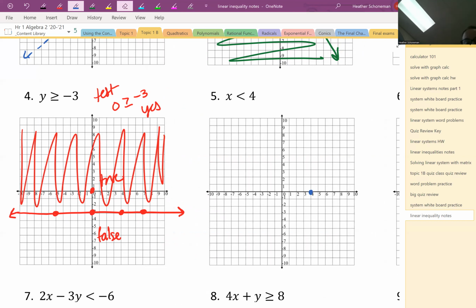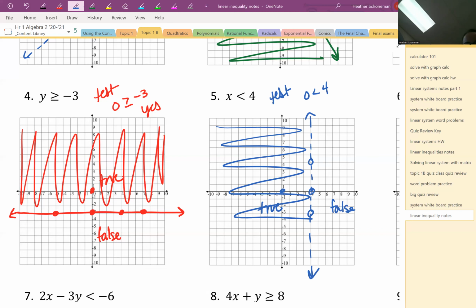Get open circles. Here's the point 4, 0, and 4, 4, and 4, -3. Every time x is 4, it's going to line up in a vertical line. So if I test it and I put in 0 for x, is 0 less than 4? It is. So this is the true side because it's true here. That means it's false here, and I'm going to shade the true side.